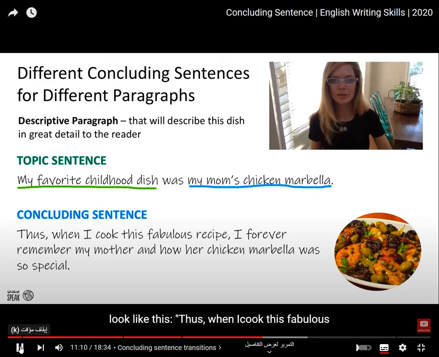look like this. Thus, when I cook this fabulous recipe, I forever remember my mother and how her chicken marbella was so special.